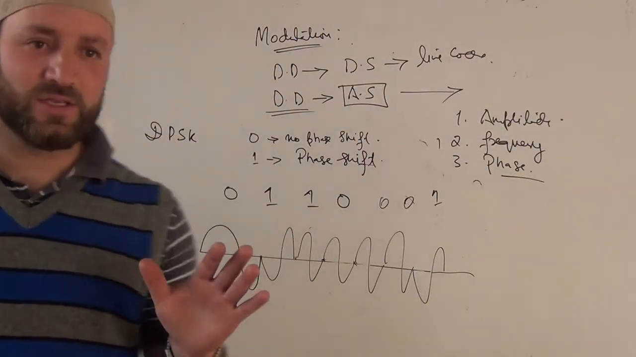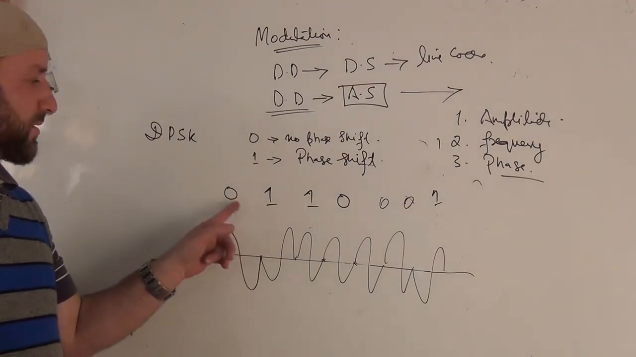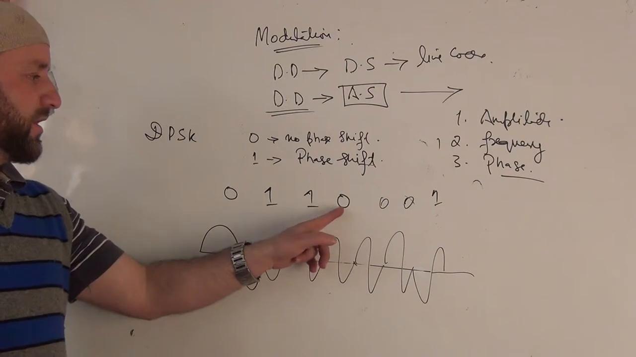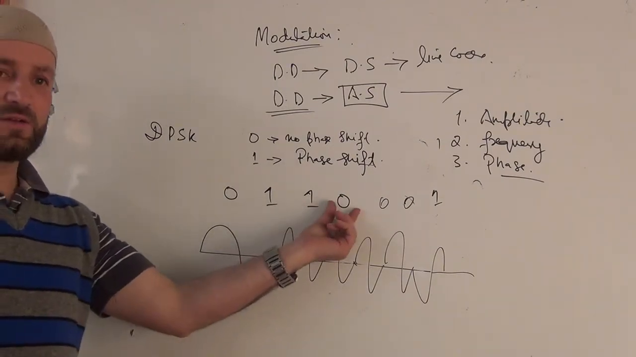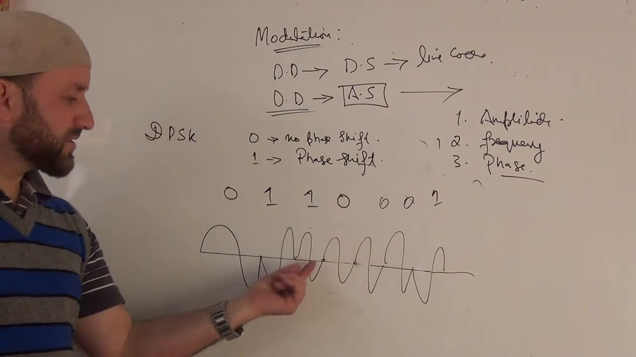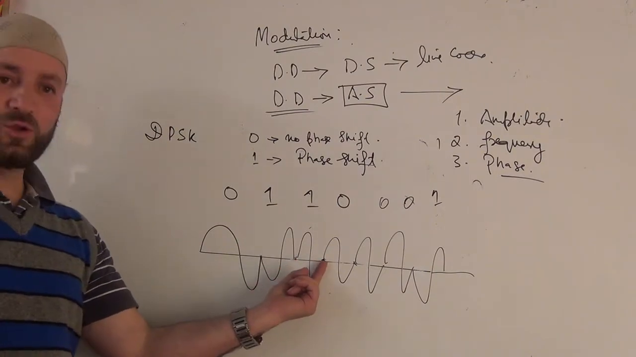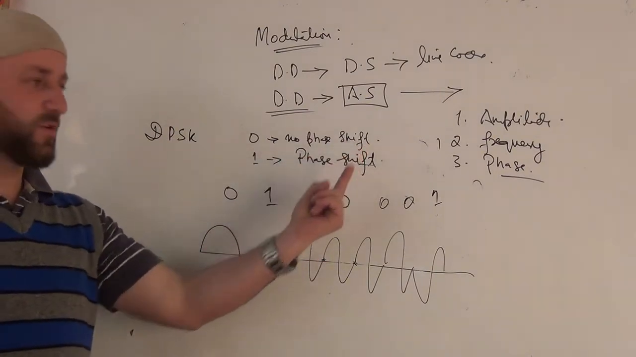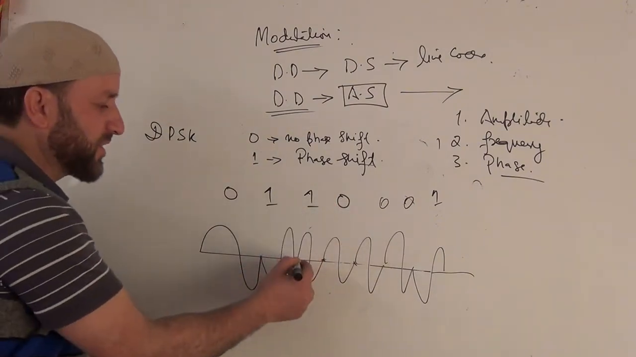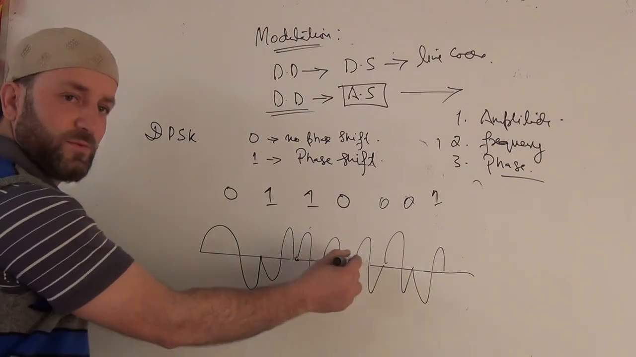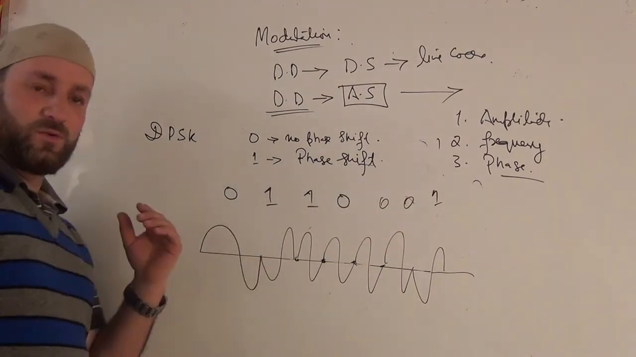Sir, 1 to 0. Yes. If this is 0, whatever the previous phase is, continue with that. Previous was this one, it was from 0. No, carry on with that. No phase shift for 0. If the previous one was 0, carry on with the 0. But if it is 1, do the phase shift.